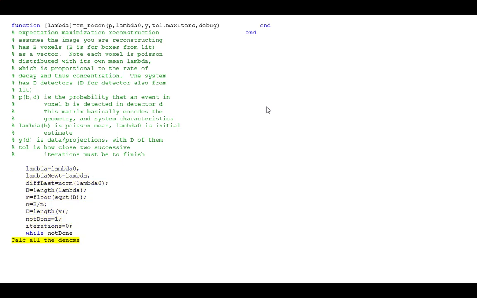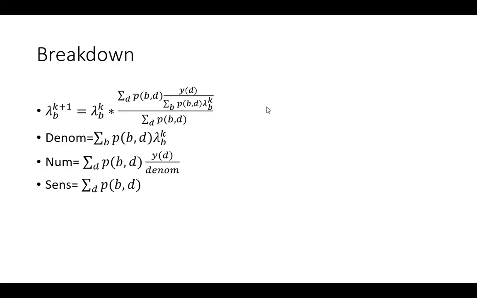Okay. So now we want to calculate the denominator. So the denominator, the second line. I now want you, right after that, while not done, to write something to calculate this: the probabilities times the lambda, and it's got to be summed up across all of the b's for a particular d. And I need those values for every single one of them.